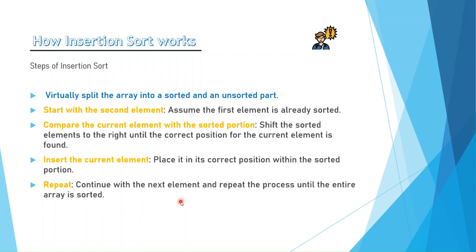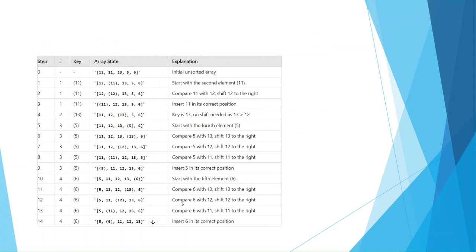Now I will give you an example, and let's see how it works with insertion sort. Here I have an unsorted array, which is 12, 11, 13, 5 and 6. This is our unsorted array. We need to sort this with the help of insertion sort. So let's sort this array together. We consider 12 as the sorted portion, the first element being sorted.